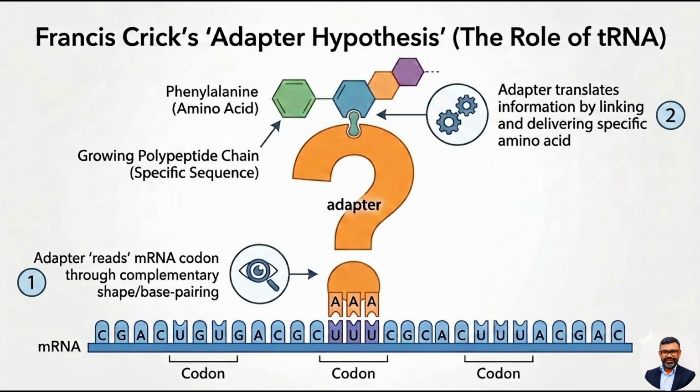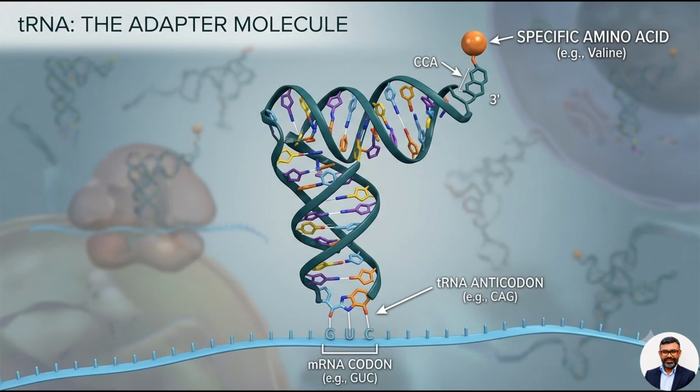This molecule would perform two functions. First, it would recognize the genetic code, and second, it would bind to a specific amino acid. tRNA performs exactly this role. One end of the tRNA contains an anticodon, which has bases complementary to the codon on mRNA. The other end contains an amino acid acceptor site, where the specific amino acid is attached. So tRNA acts like a molecular bridge between the language of nucleotides and the language of amino acids. That is why tRNA is called the adapter molecule.